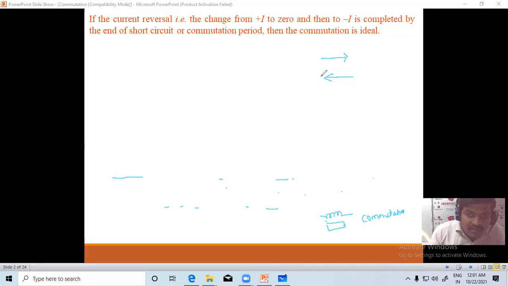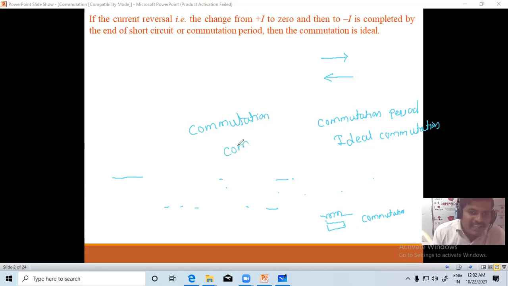Okay, so that means जर ही जी काय रिव्हर्सलची प्रोसेस आहे, this reversal process if it is done within that commutation period, this process is nothing but an ideal commutation. त्या प्रोसेसला आयडियल कम्युटेशन म्हणतात. जर त्या कम्युटेशन पिरियड मध्ये जी काय कॉइल शॉर्ट सर्किट होते, ती कॉइल त्या कम्युटेशन पिरियड मध्ये जर प्रोसेस कंप्लीट झाली, ओके, if the process is completed in the commutation period, then this is nothing but an ideal commutation process.